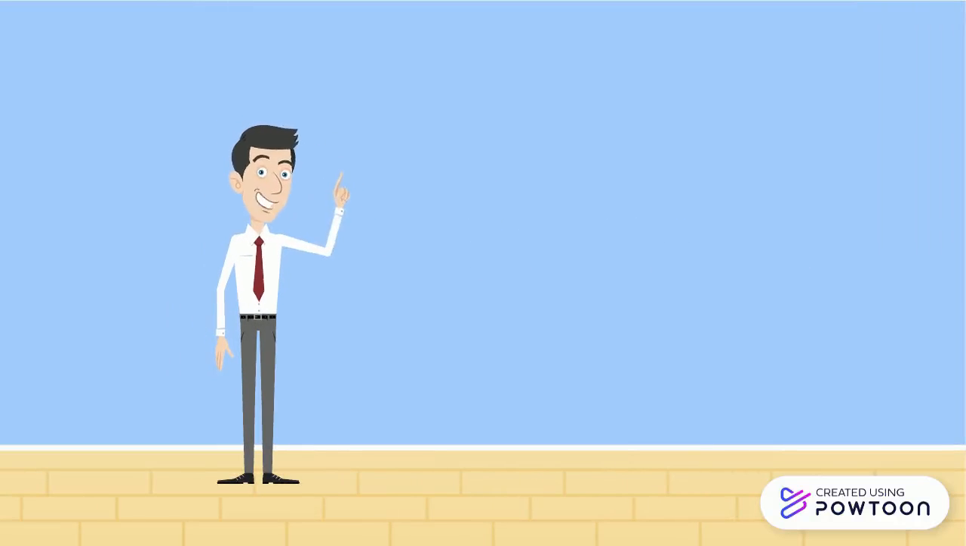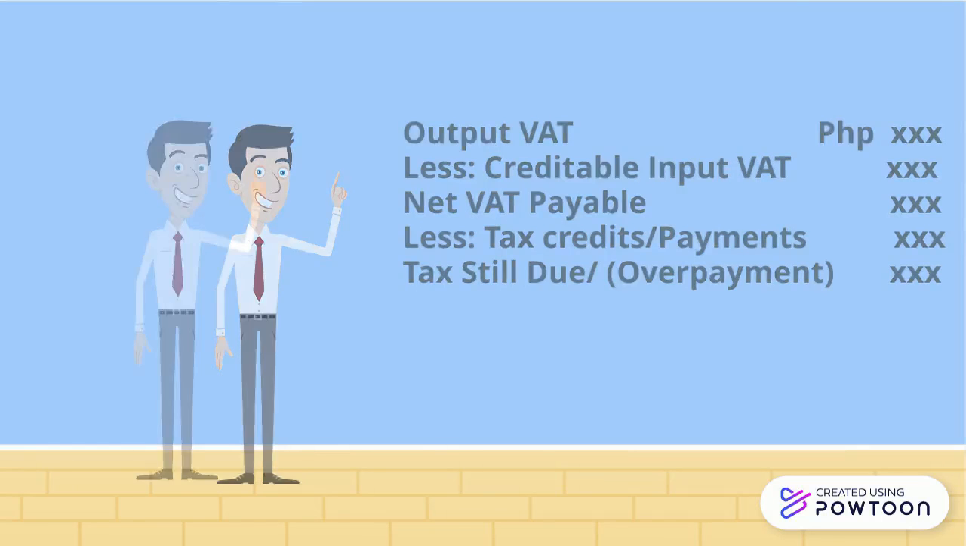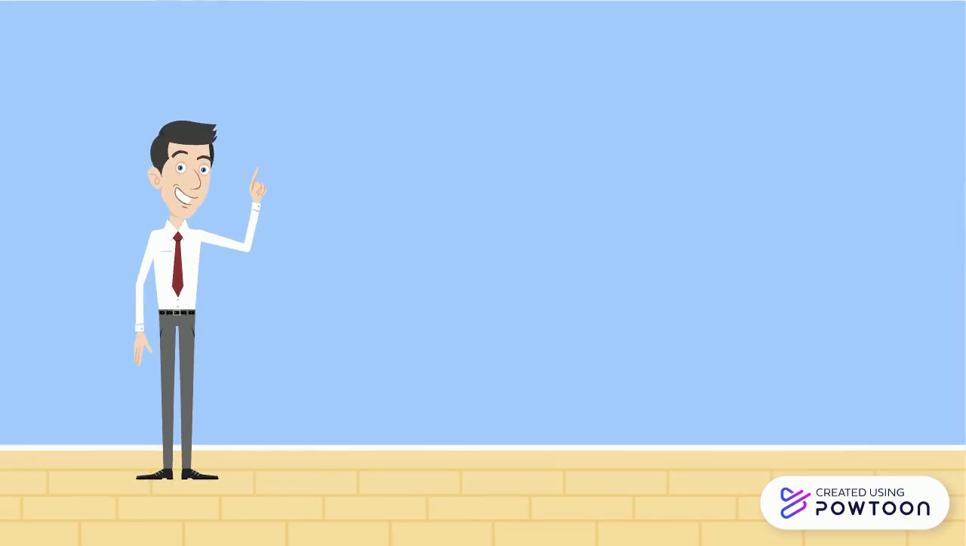To determine the VAT payable, the following computation will be used. Output VAT less creditable input VAT is equal to net VAT payable, less tax credits or payments, is equal to tax still due or overpayment. Before we can get VAT payable, we must first determine the input VAT and output VAT.